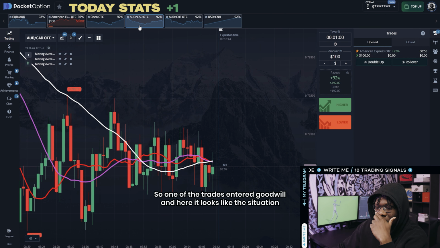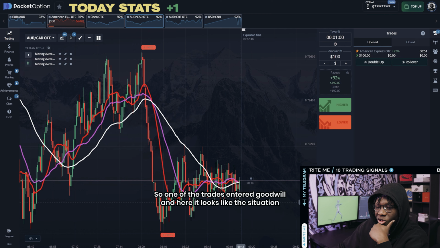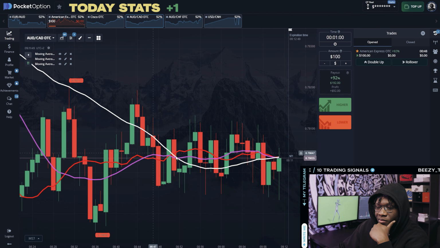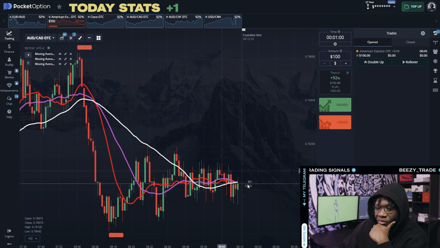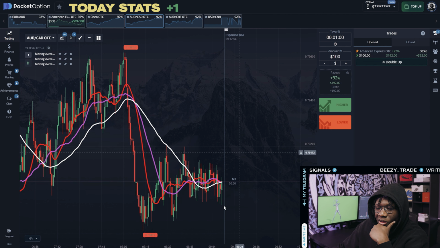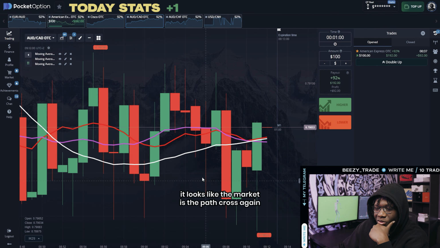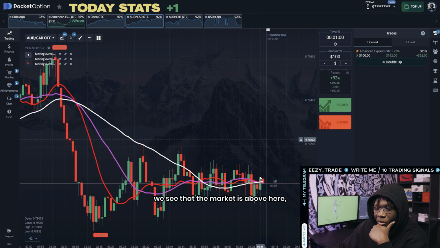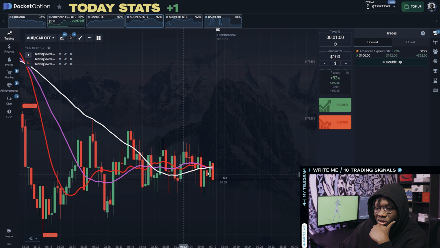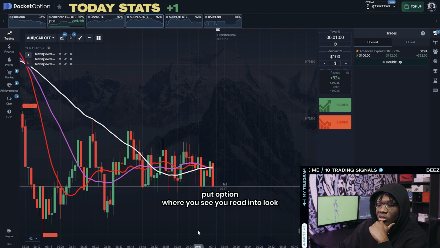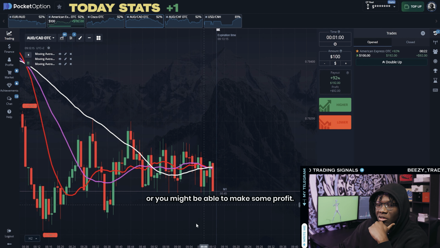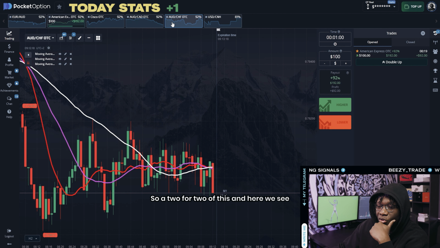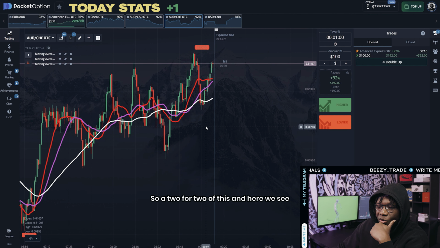One of the trades has entered really well. And here it looks like a situation where we see the market crossing multiple times, right? And we can see it right above now. It looks like the market is about to cross again, or it just crossed here. But we see that the market is above the 50 EMA, which usually means a put option right there. You can see if we had entered a little bit early, we might be able to make some profit on that. So we're 2 for 2 on this.